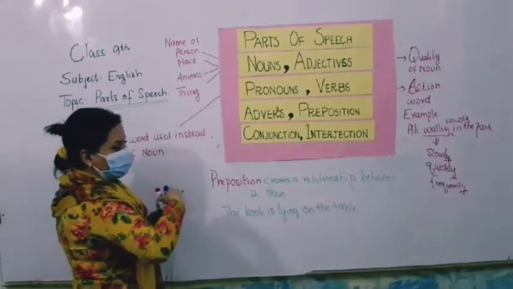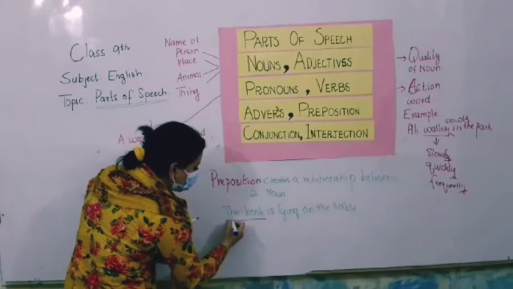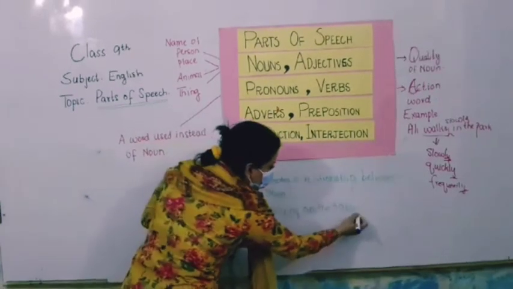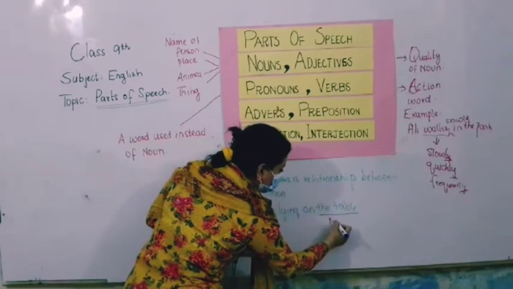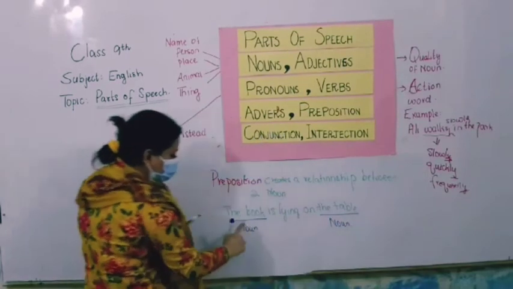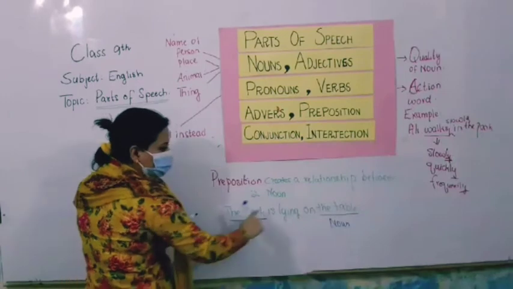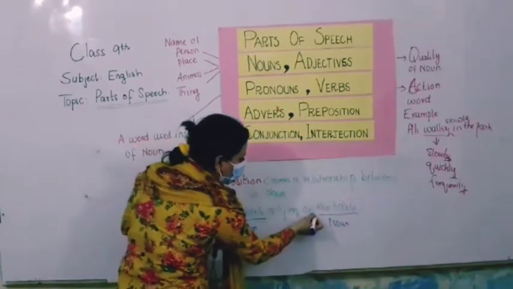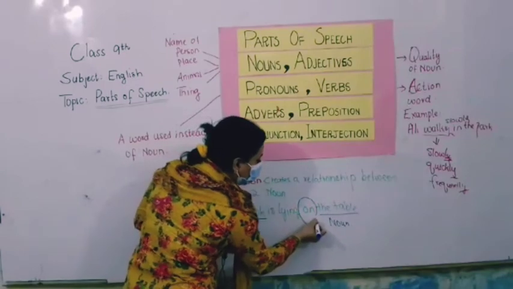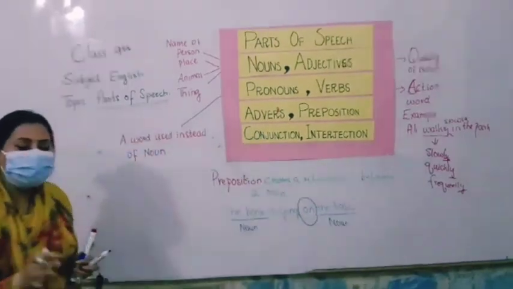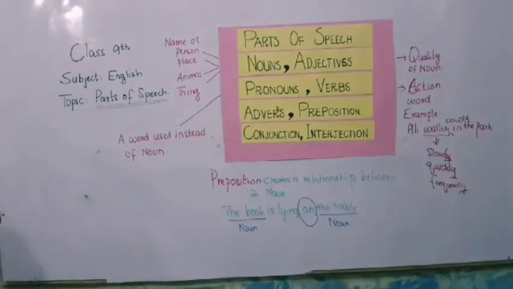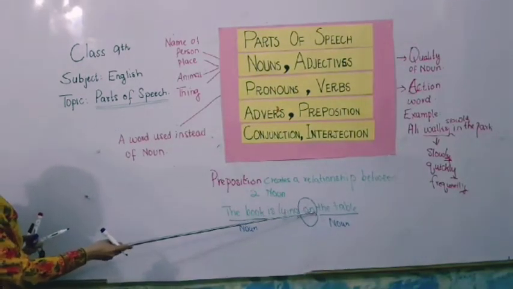Now, first of all, let me describe. This is a noun. This is also a noun. Now, the word the book, the noun, the table, the noun. When we see a relationship being created by, so we have on. The book is on the table. Now, the book is on the table specifically shows where it is lying.